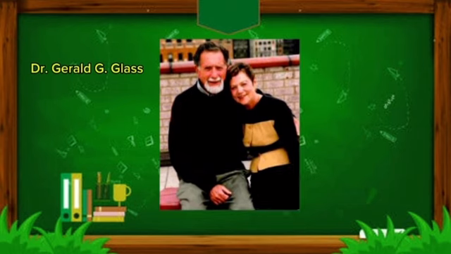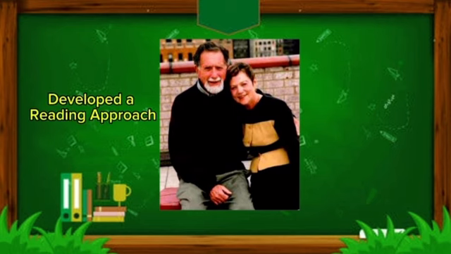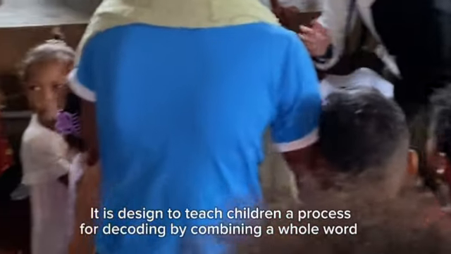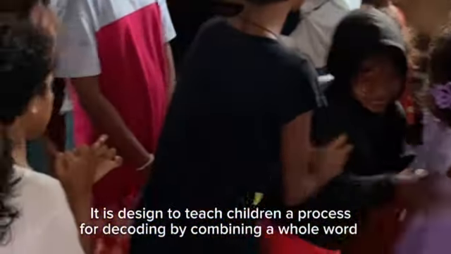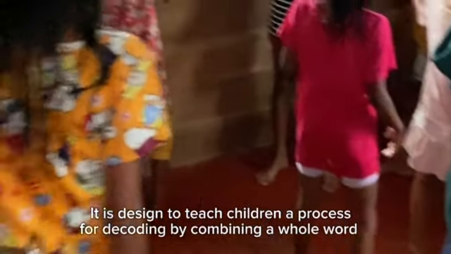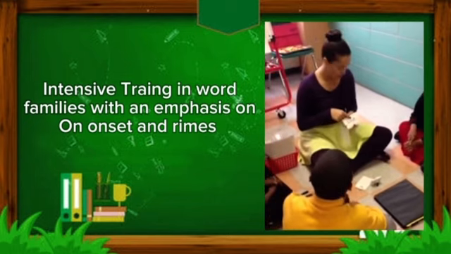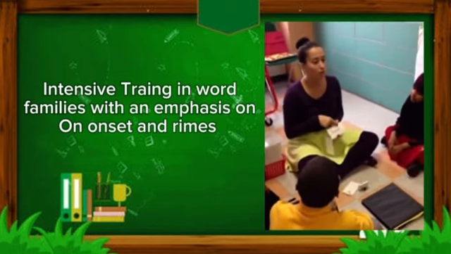In 1970, Dr. Gerald G. Glass, together with his wife, Dr. Esther Glass, developed a reading approach to make decoding easier, especially for dyslexic readers. It is designed to teach children a process for decoding by combining a whole word approach with intensive training in word families with an emphasis on onset and rhymes.